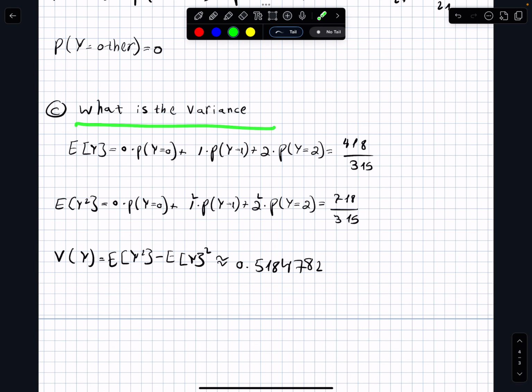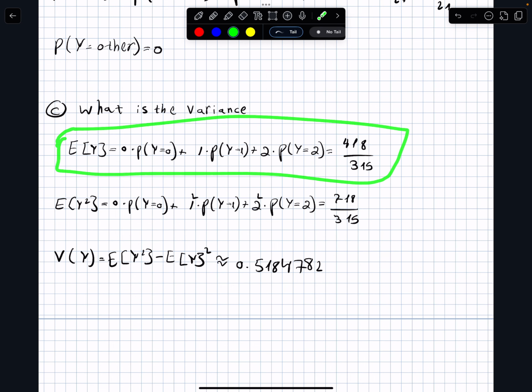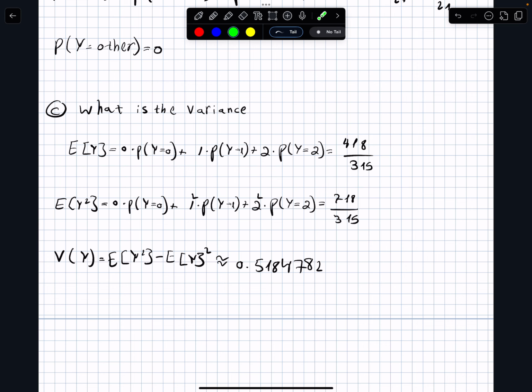Now they ask us what the variance is. So I first calculated the expected value, which is 418 divided by 315, sorry, I misspoke. Then the expected value of the square. I put it here and use this formula, which I guess you all know, and just got a value.